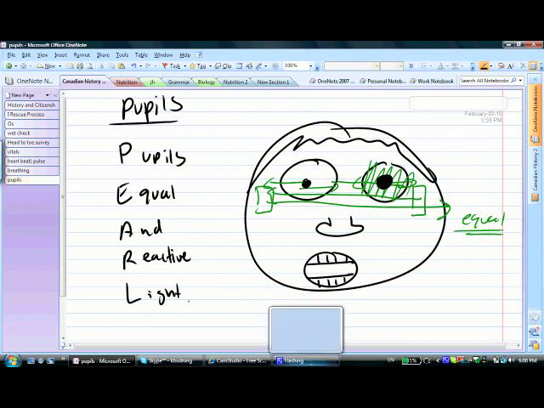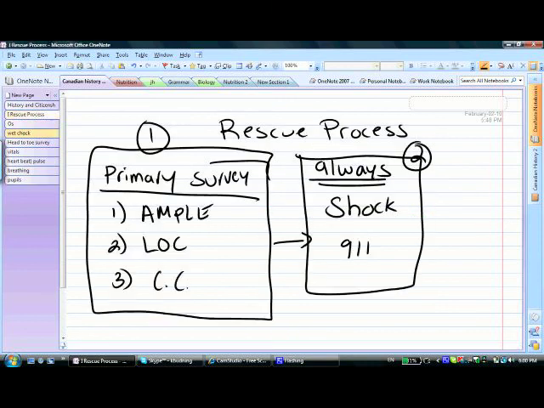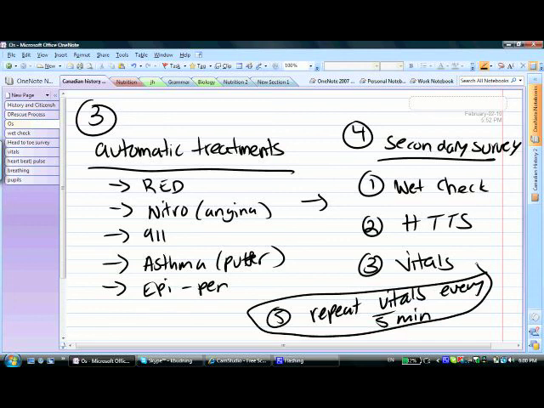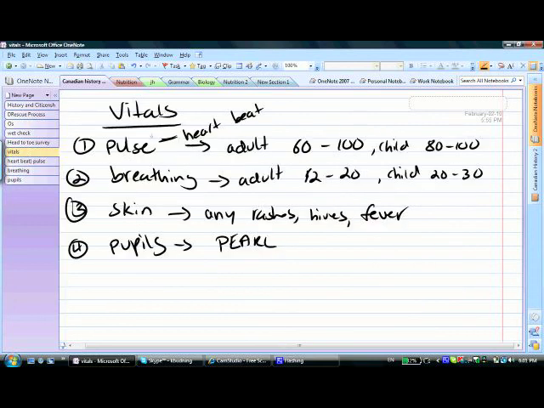All right, that's all I want to teach you for the rescue process right now. Last but not least, actually, just one quick thing. Number 5 is you just repeat vitals every 5 minutes until EMS gets there. So unless there's another change in the situation, just keep repeating vitals every 5 minutes. And as we went over, vitals are pulse, breathing, skin, and pupils. And you're going to end up giving these to the ambulance technicians.